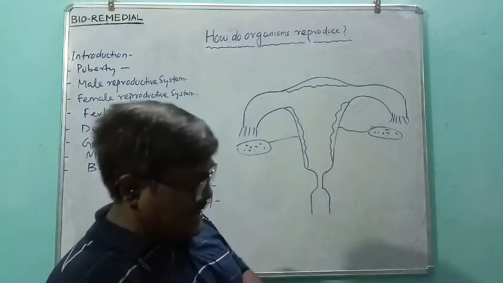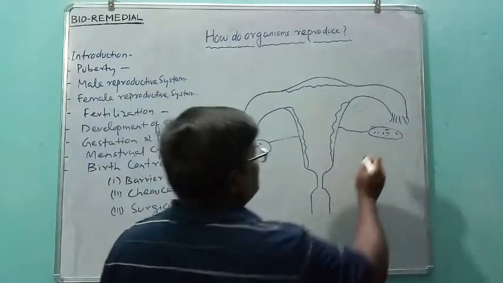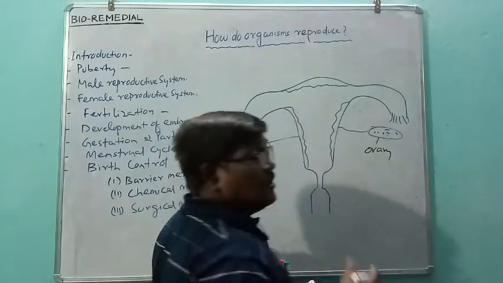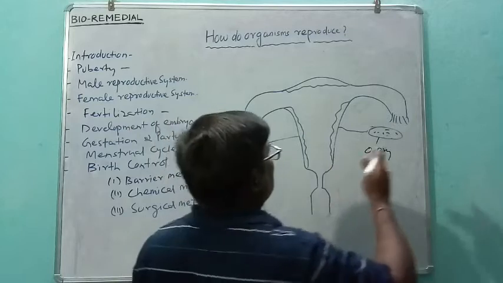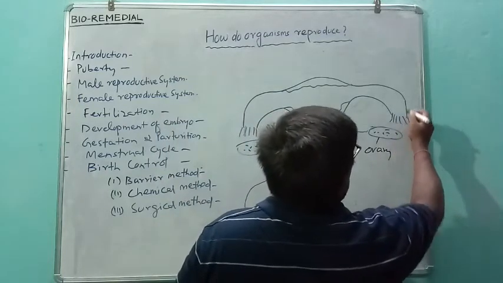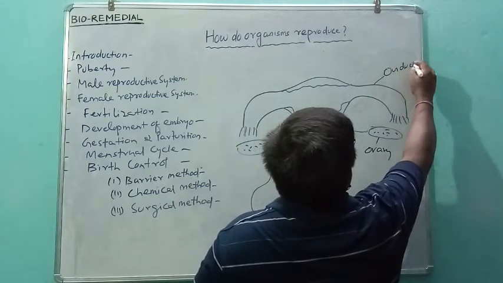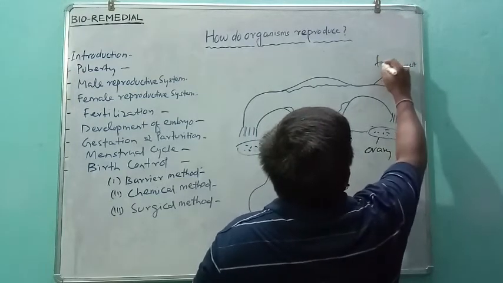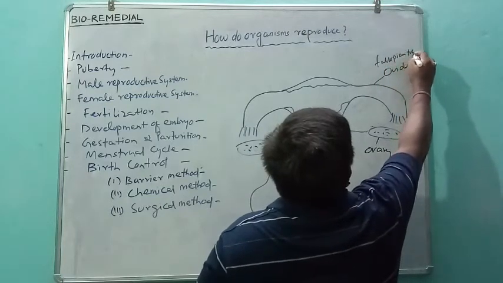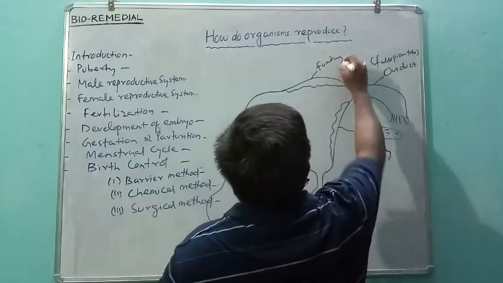Now this is the diagram. I can draw the labeling. So this is your ovary. The ovary is the homologous organ to the male testis. They produce female gametes, or eggs. This is called the oviduct, or fallopian tube. This is found as the name says.